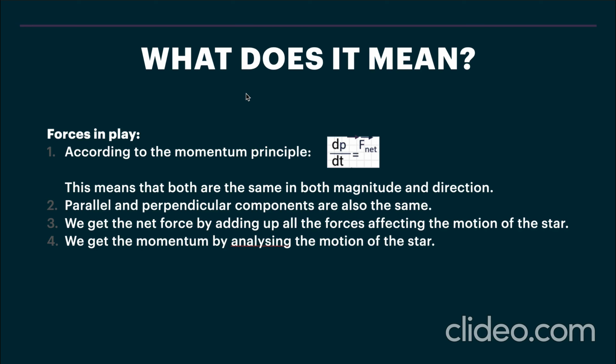According to the momentum principle, we have used the dp upon dt. This means that both are the same in magnitude and direction. Parallel and perpendicular components are also the same. We get the net force by adding up all the forces affecting the motion of the stars. We get the momentum by analyzing the motion of the stars.